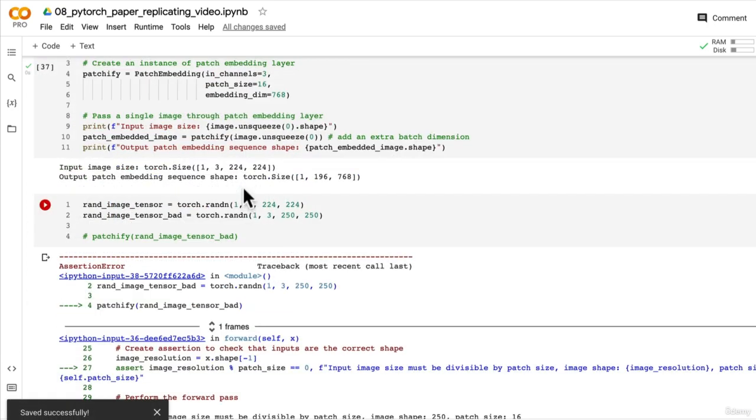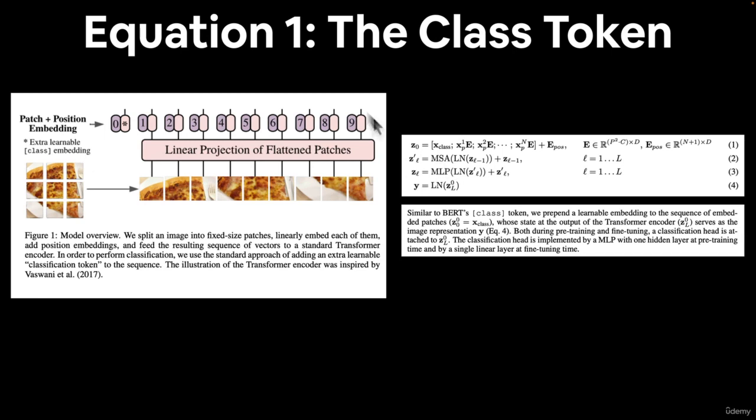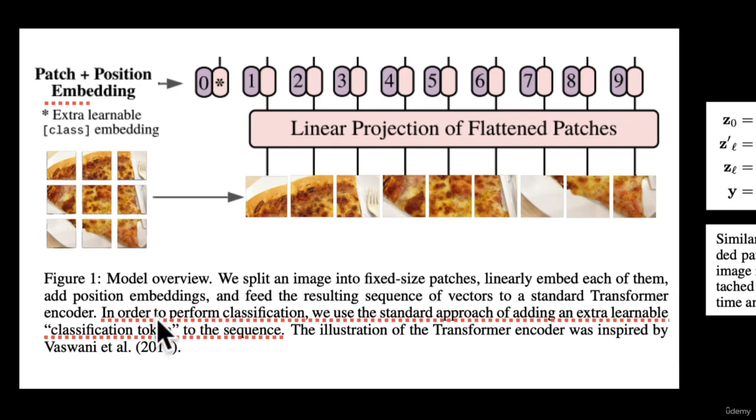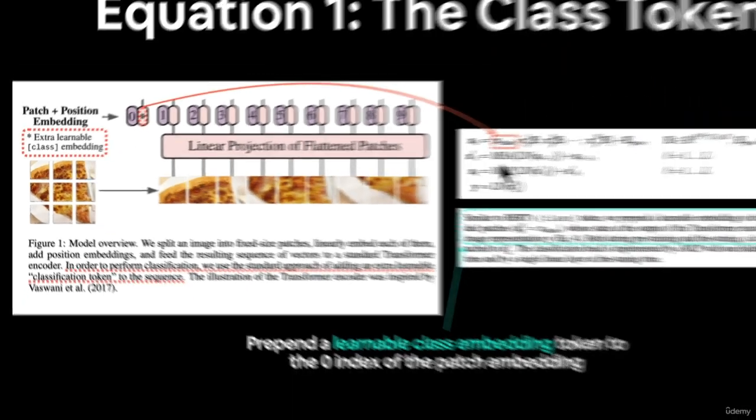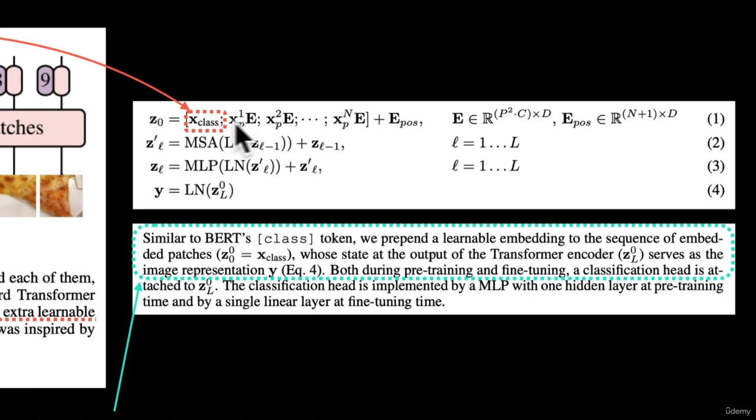So let's now jump back to the keynote. And we're up to equation 1, the class token. So we've done this little portion here, but let's remind ourselves of what the class token is all about. In order to perform classification, we use the standard approach of adding an extra learnable, that's a key word there, learnable, classification token to the sequence. So we've got this at the start here. So extra learnable class embedding. And then we have this token right at the front of our patch embedding sequence.